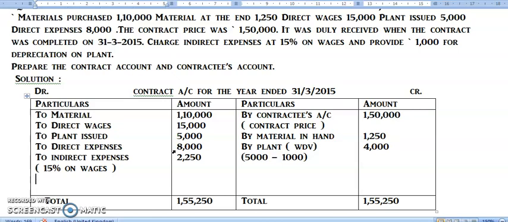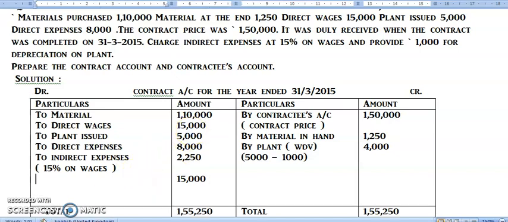Okay, so let's take the total. 1,10,000 first. After that you have 15,000 for wages, then 5,000 for plant, 8,000 for direct expenses, and 2,250 for indirect expenses. The total is 1,40,250. Let us do the subtraction: 1,55,250 minus 1,40,250 gives you 15,000, which is considered as your profit.